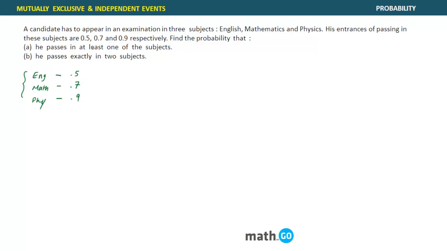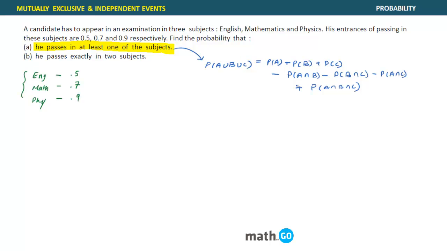You need to find the probability that he passes in at least one of these subjects. Let me first talk about what you interpret out of this question. He passes at least one of these subjects. If you are not sure what this statement means, you will not be able to solve this further. We have done this: at least one is A union B union C, and we know the formula for this. So this represents the statement that at least one passes. A union B union C covers passing in one, passing in two, or passing in all three. All these cases are covered in this scenario. You need to find this.